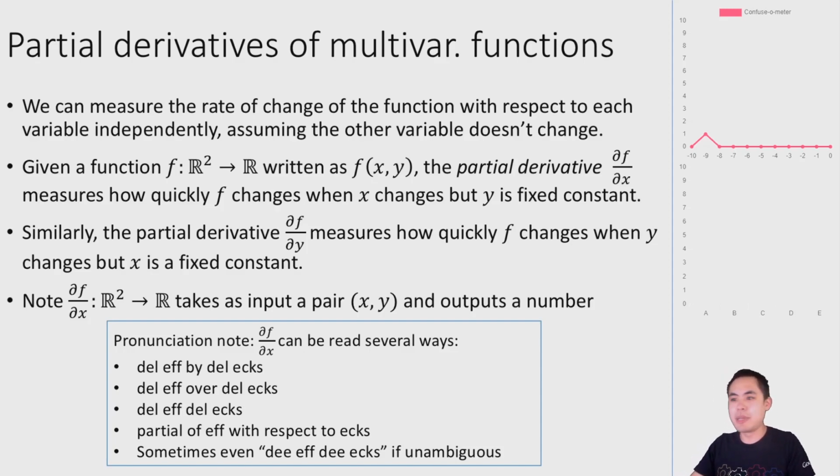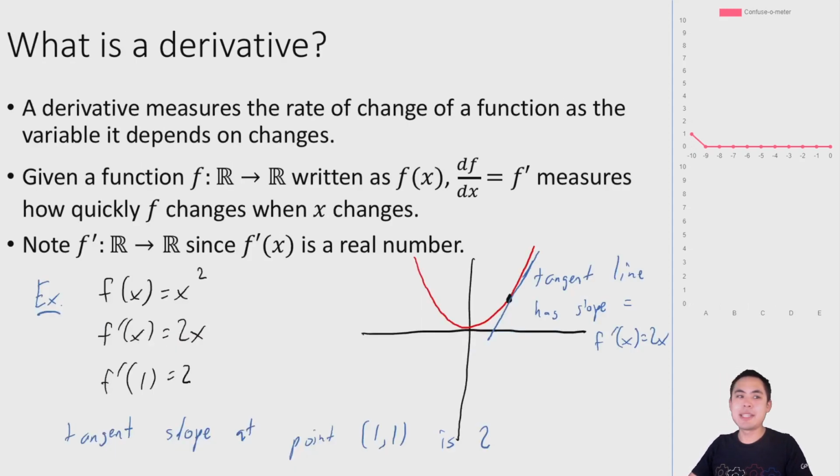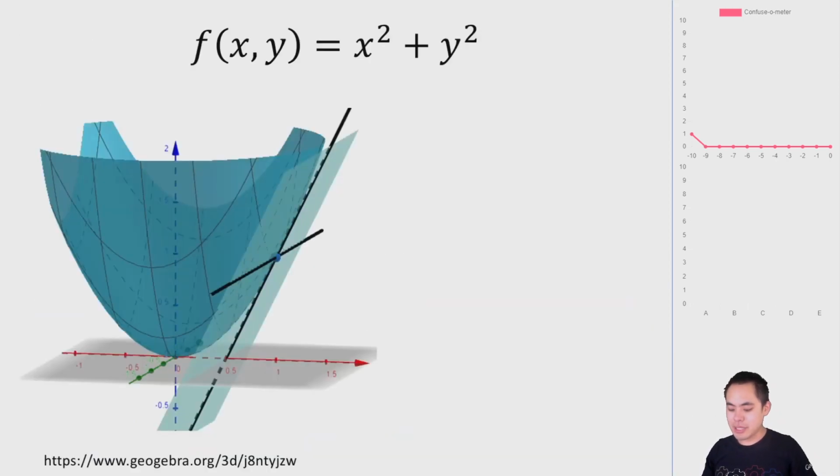But now what does this mean? One way to think about this is, in the previous example, we looked at tangent lines, and the slope of the tangent line was the derivative. In this case, we might look instead at the tangent plane. Here I've taken the natural analog of x squared, which is f of x, y equal to x squared plus y squared. And you have this figure here.